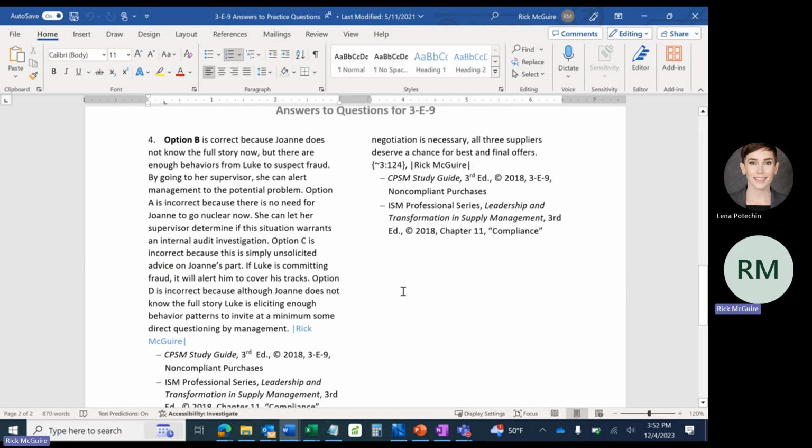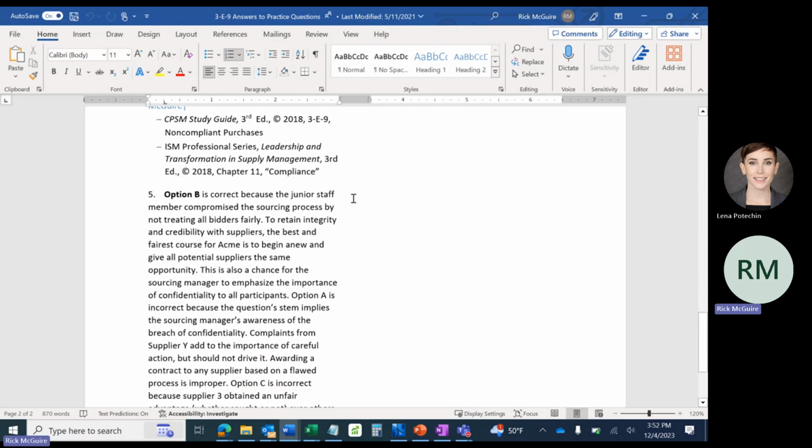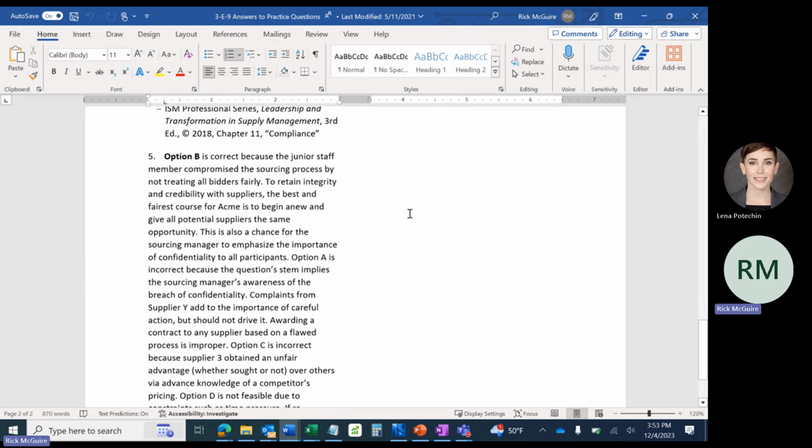4 is Bravo, because Joanne does not know the full story now, but there are enough behaviors from Luke to suspect fraud. And 5 is also Bravo, because the junior staff member compromised the sourcing process by not treating all the bidders fairly.